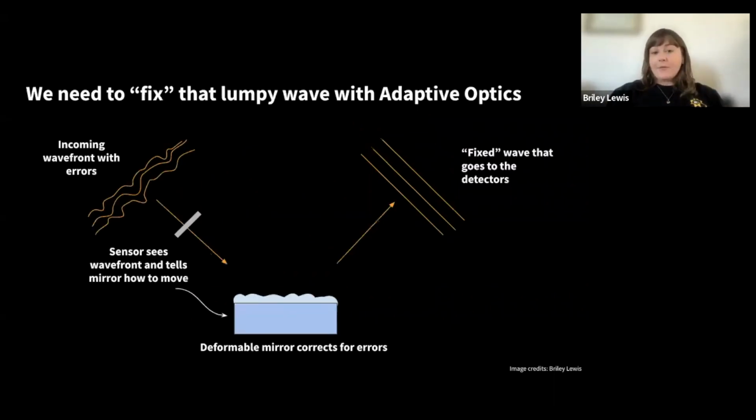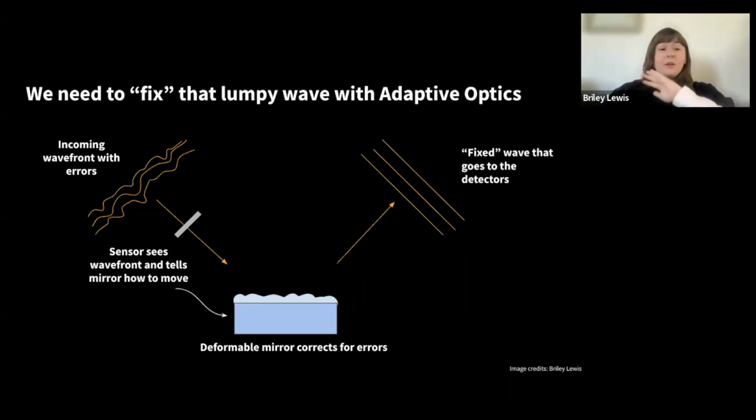Someone already said adaptive optics. That's exactly what we use here on the ground to correct it nowadays. So for adaptive optics, that's how we fix these lumpy wavefronts. You've got an incoming wavefront with all those aberrations, and then a sensor that looks at that wavefront and tells a mirror how to move. And then that deformable mirror, so a mirror that can actually change shape, corrects for those aberrations, and you get something at least kind of close to a fixed wave that's all nice and flat that then goes to your detectors. So we're basically correcting for all the aberrations of the atmosphere with this flexible mirror.